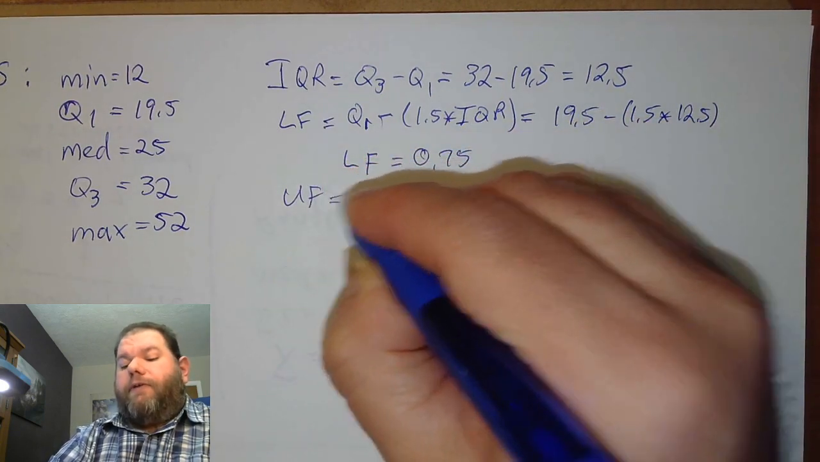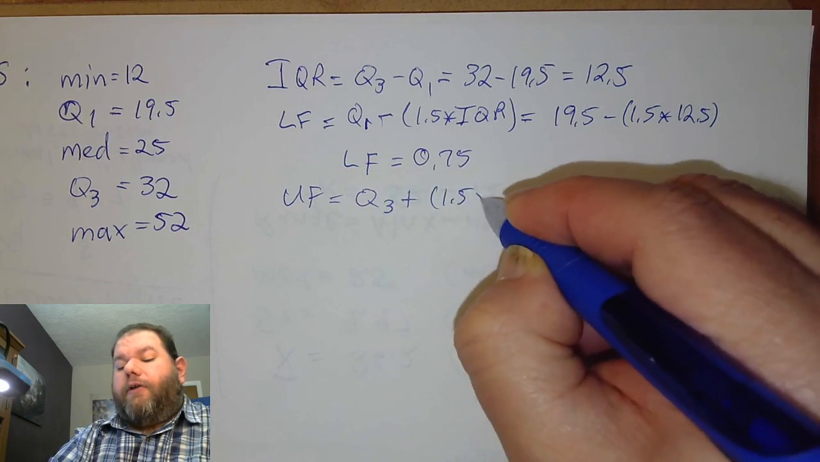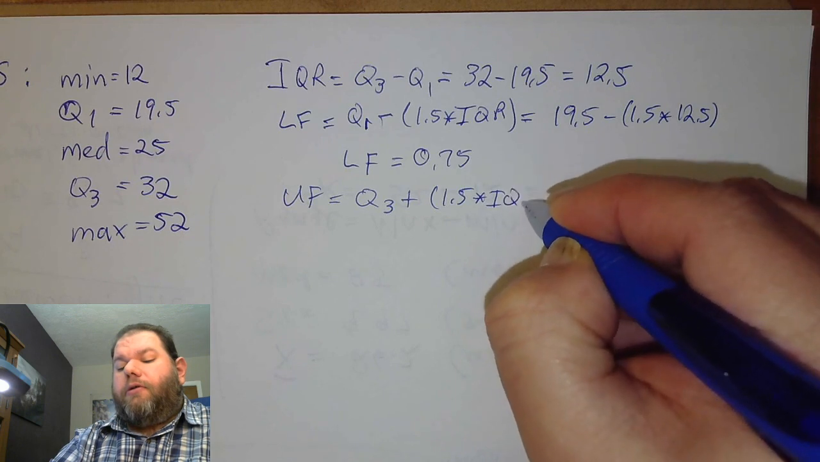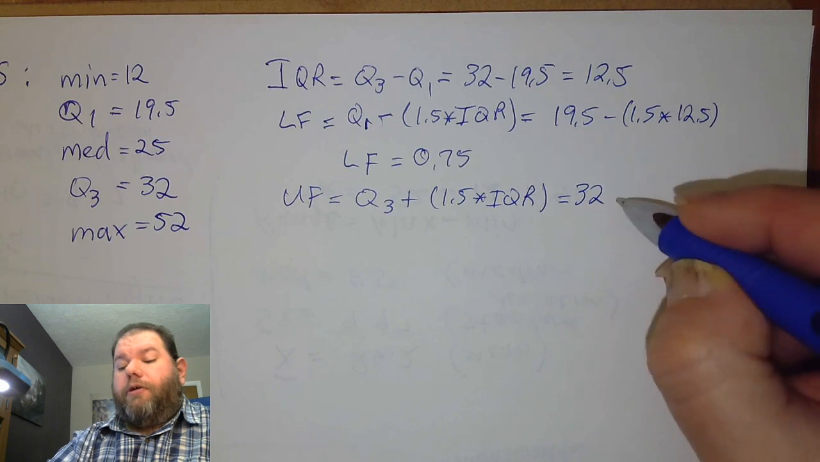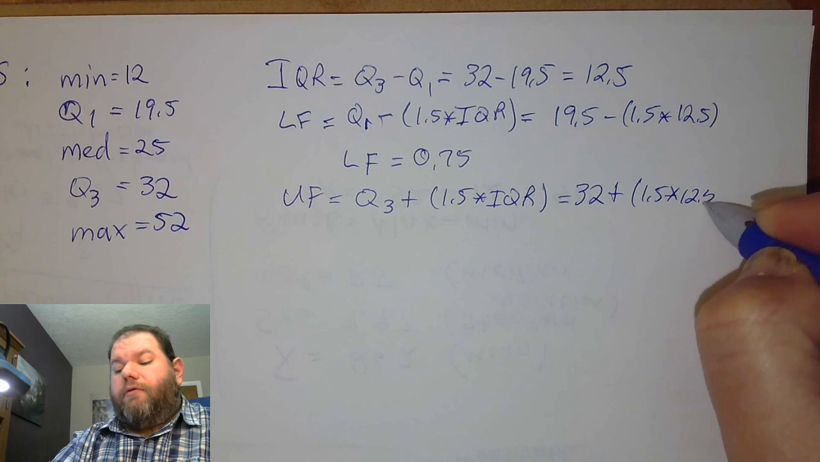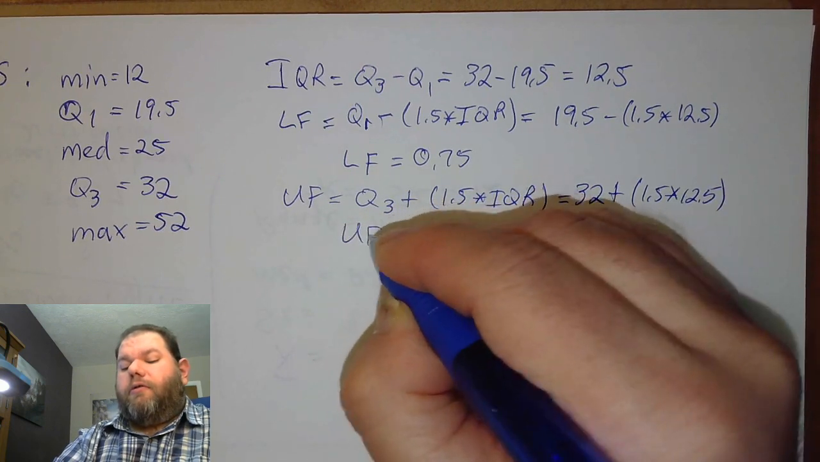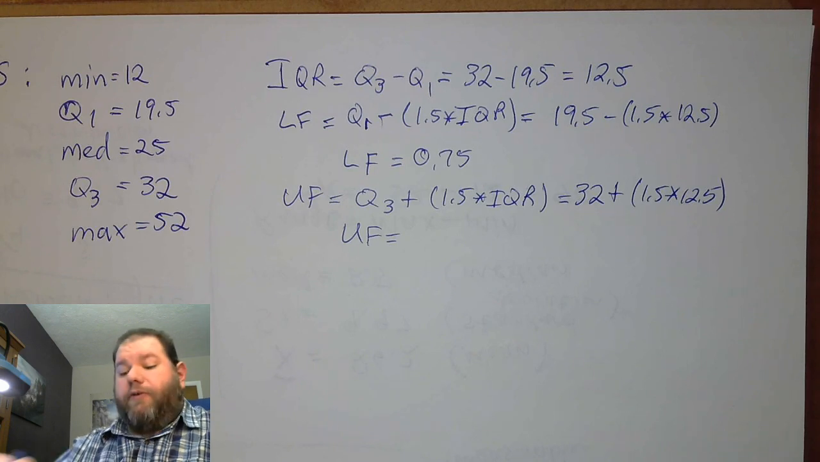And then our upper fence is Q3 plus 1.5 times IQR. So that'll be 32, which is Q3, plus 1.5 times 12.5. So our upper fence is 50.75, right?